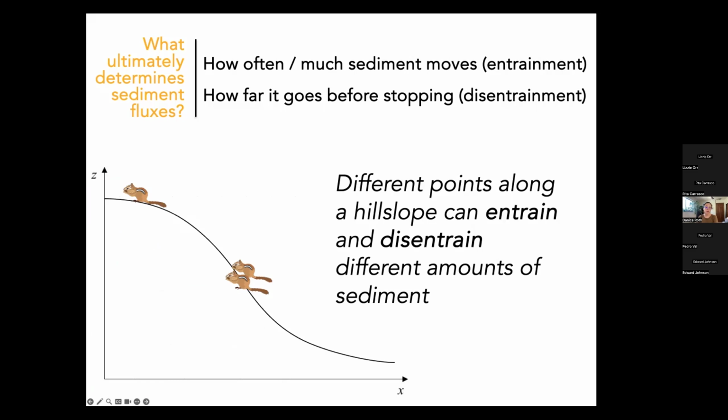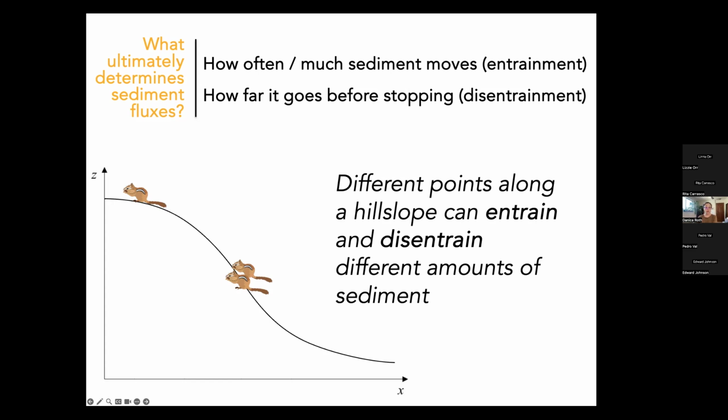Disentrainment is a measure of how far it goes before it stops moving. And breaking fluxes down into these terms is useful so that we can consider them independently as variables, both in time and space, which is especially important in steeplands where terrain is heterogeneous and transport is driven by these patchy and stochastic disturbances like burrowing animals.